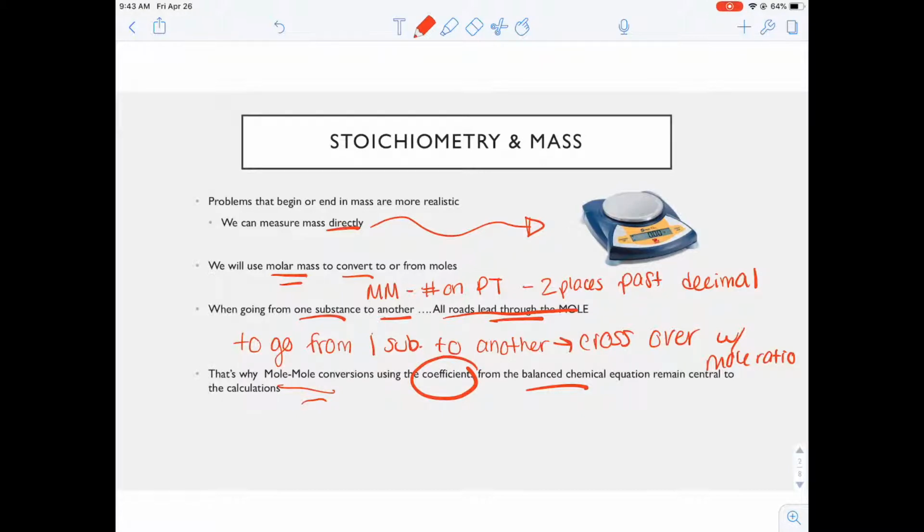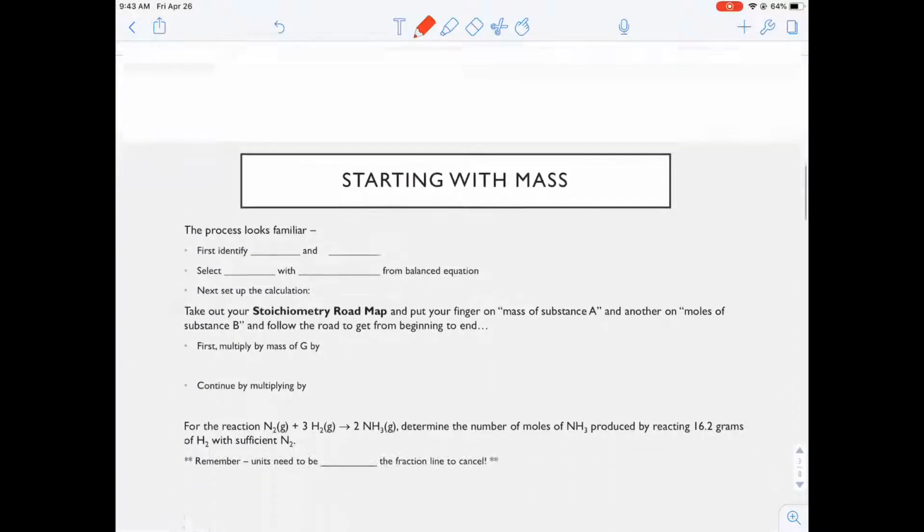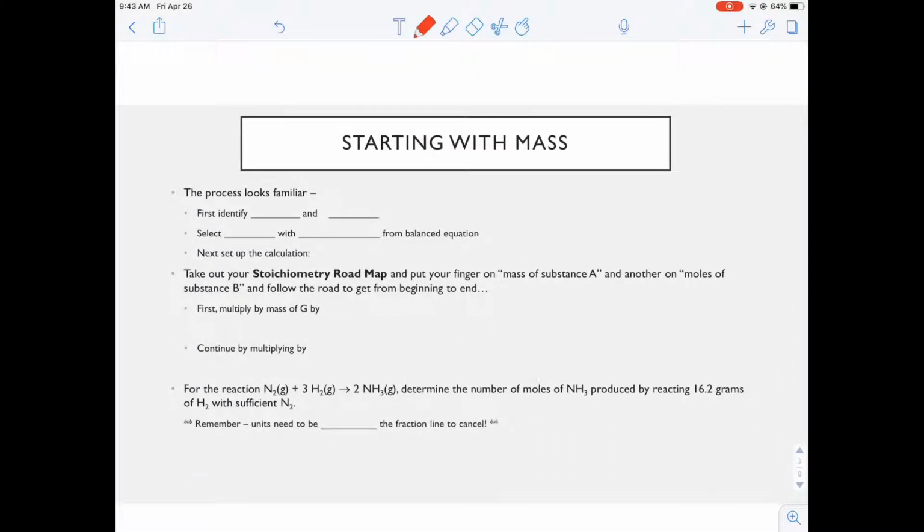All right, so we're taking it one step further. So let's do some problems starting with mass. This process is going to look very familiar. It is going to look just like our dimensional analysis, which is the same thing as the factor label method.